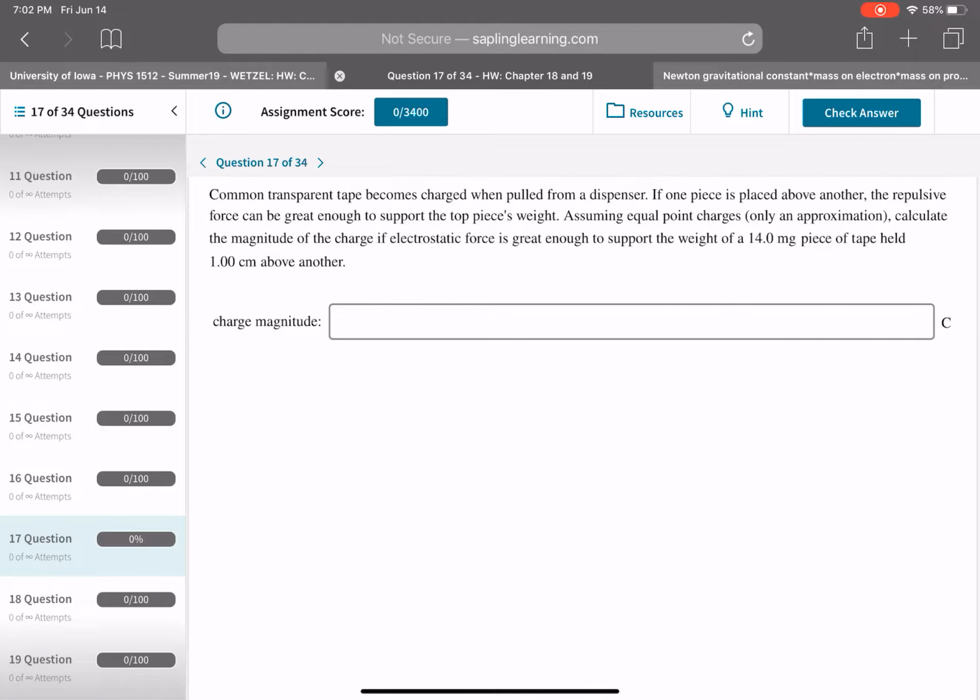Okay, number 17. Common transparent tape becomes charged when you pull from a dispenser. If one piece is placed above another, the repulsive force can be great enough to support the piece's weight. So you rip off 2 pieces, they have the same charge, they separate from each other. You've got a 14 milligram piece of tape. What's the magnitude of charge on them?